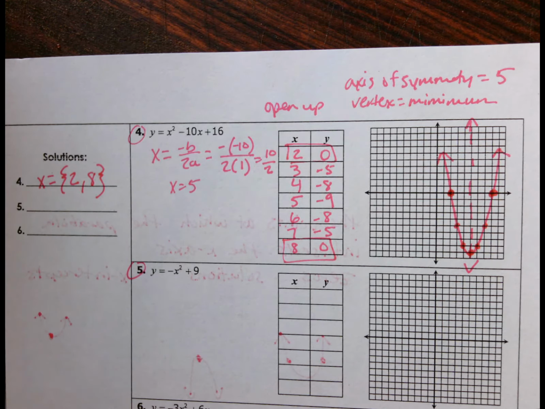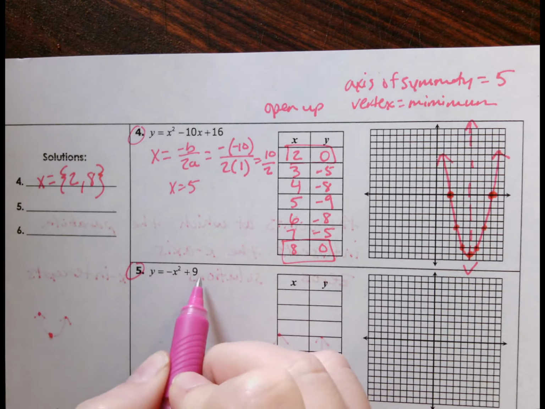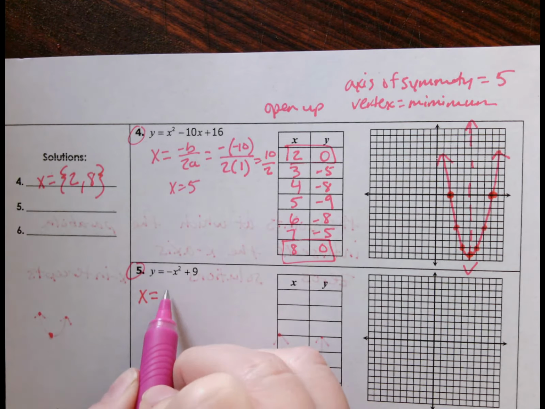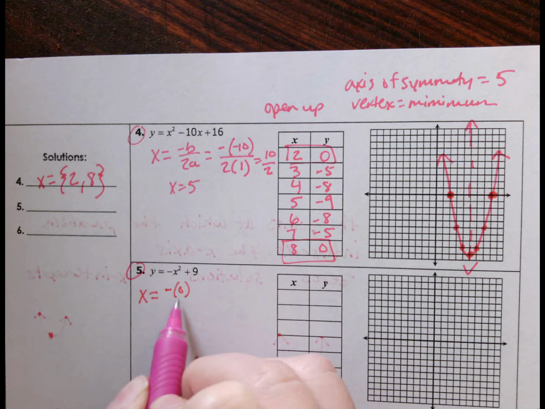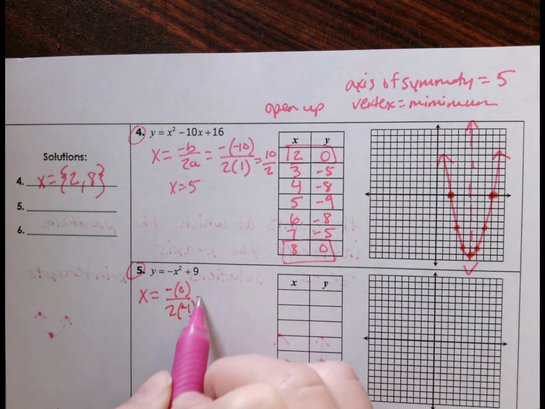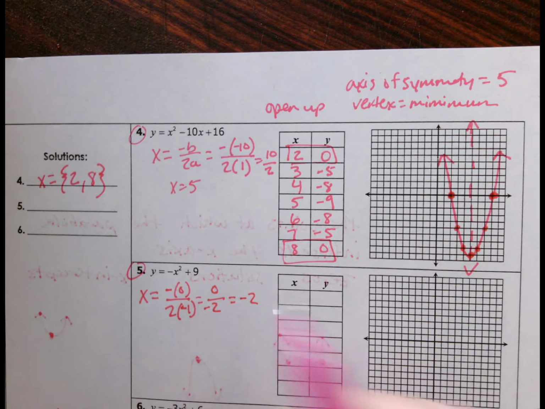All right, and the last example that we're going to do is y is equal to negative x squared plus 9. So in this, we have an a value of negative 1. We have no b value, and c is 9. So we're going to plug this in. Remember our b is 0, and our a is negative 1. So we end up with 0 divided by negative 2. So x is equal to negative 2 in this case.